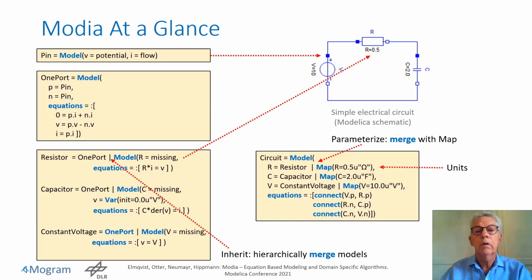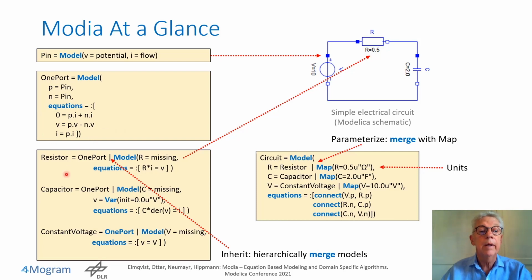A connector to be used in an electrical circuit is defined in this way. It's a model with two variables, V and I, which are potential and flow. This is used in a one port to define P and N connectors. And one port also contains some equations defined in this way.